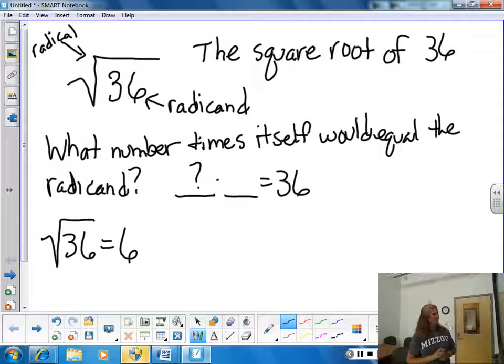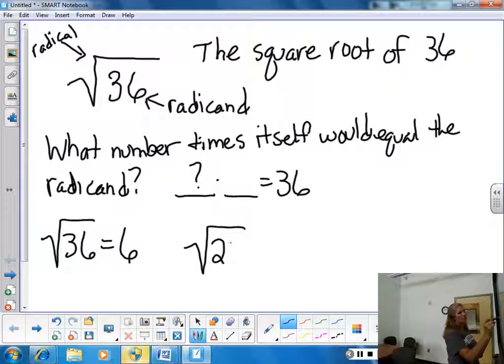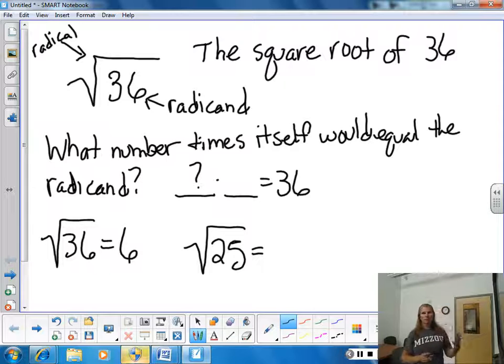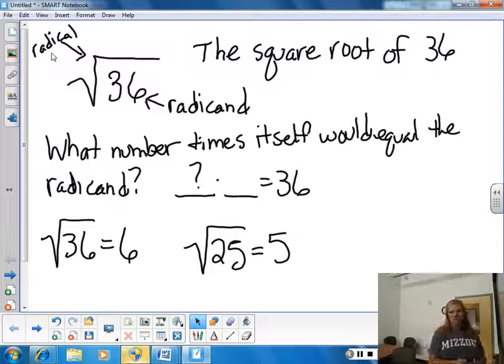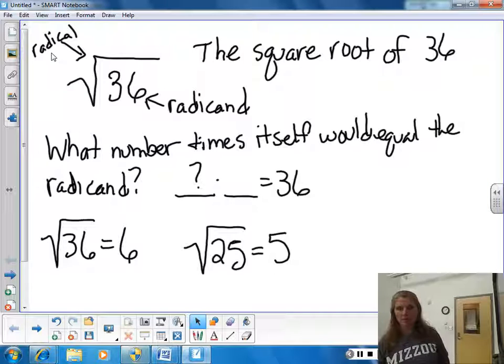Okay. And then what about the square root of 25? The question is, what number times itself would equal 25? And that's 5. Okay? So when you're talking about a square root, you're looking for the number that times itself would be that radicand, that number underneath. So that's the basic idea of those.